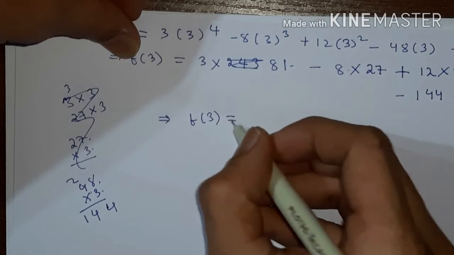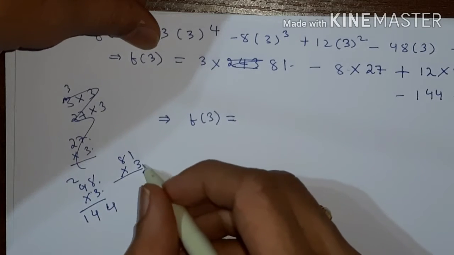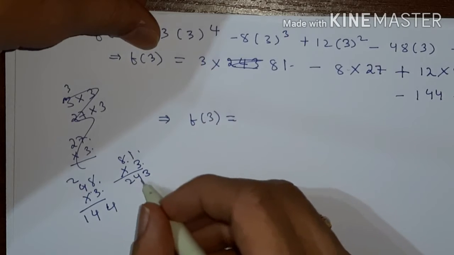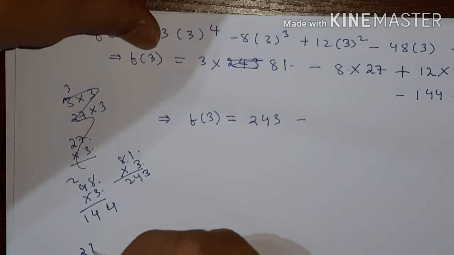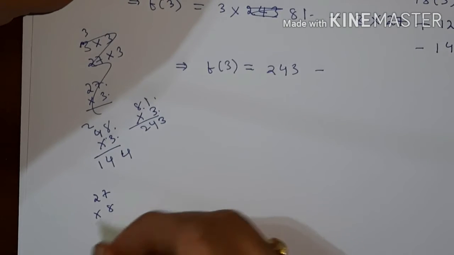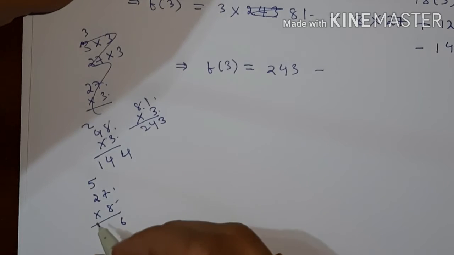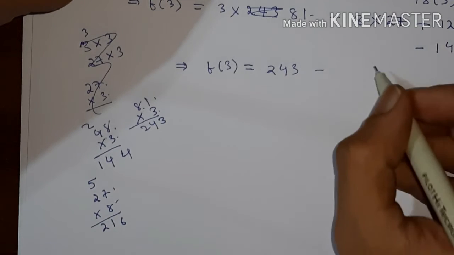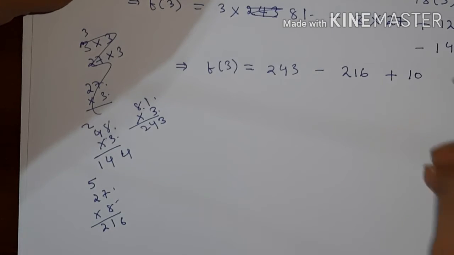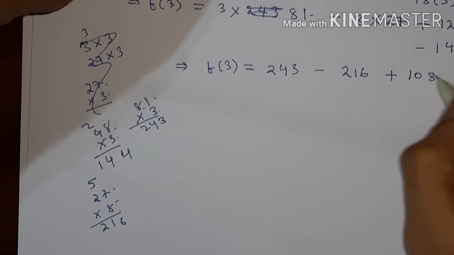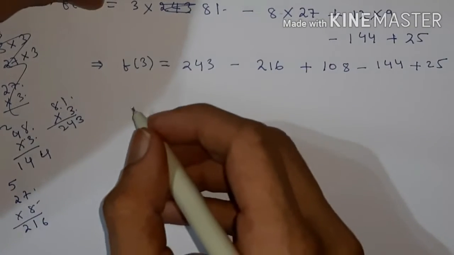So what are you getting? f of 3 is nothing but 81 multiplied by 3. 3 ones are 3, 3 eights are 24, so 243, minus 27 multiplied by 8, how much is that? 7 eights are 56, 8 twos are 16 plus 5, that is 216, plus 12 nines are 108, minus 144 plus 25.